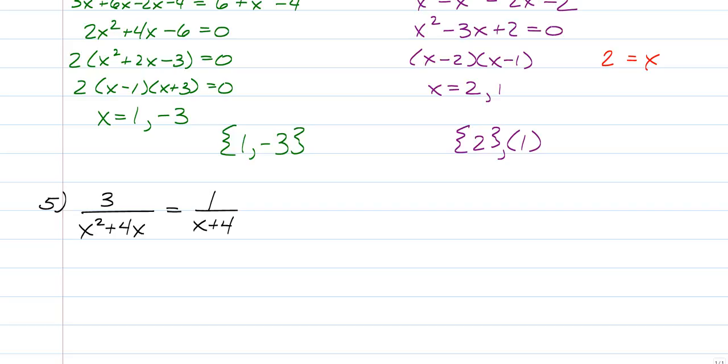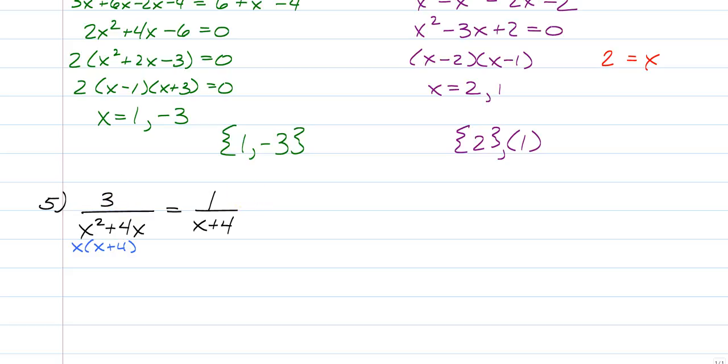If you would like to pause and give this one a shot, I would encourage you to do so. If you would like to actually just watch, here we go. So again, if we factored out our x here, we would have x times x plus 4, and over here we have an x plus 4. So if you were to cross multiply, we would multiply this by an x plus 4, we would multiply this by an x plus 4.